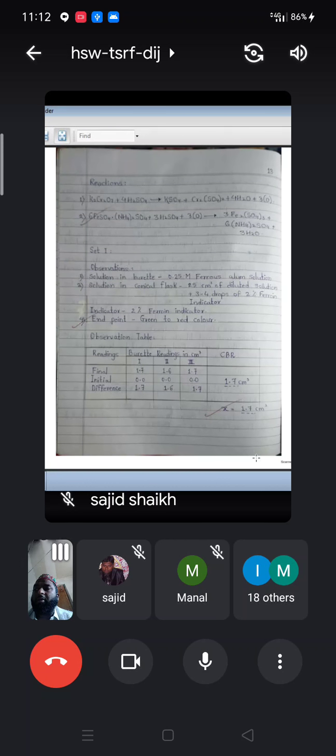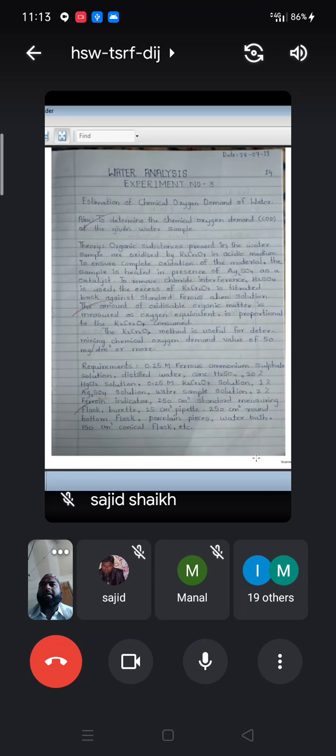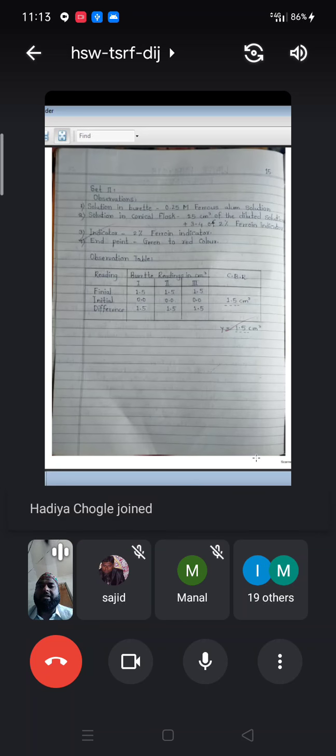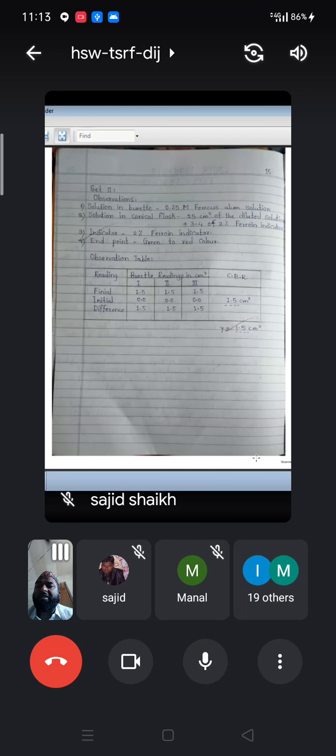Then set 2, we have to take the solution in the burette, that is 0.25 molar ferrous alum solution. Then solution in the conical flask, 25 cm cube diluted solution from the set 2. Then 3-4 drops of the ferroin indicator. End point will be the green to red in color. Observation table is same as earlier. You have to note the burette reading.